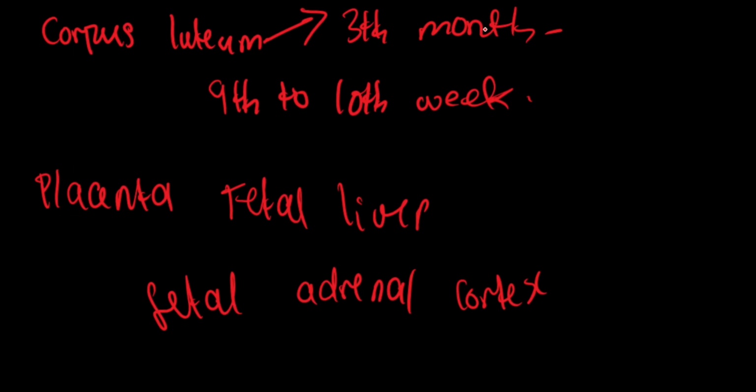So at about the ninth to the 10th week, it's no longer the prime producer of progesterone. The placenta, the fetal liver, and the fetal adrenal cortex take over that production. It still remains, but it's no longer the prime producer. It's at about the third month that it degenerates and forms the corpus albicans.